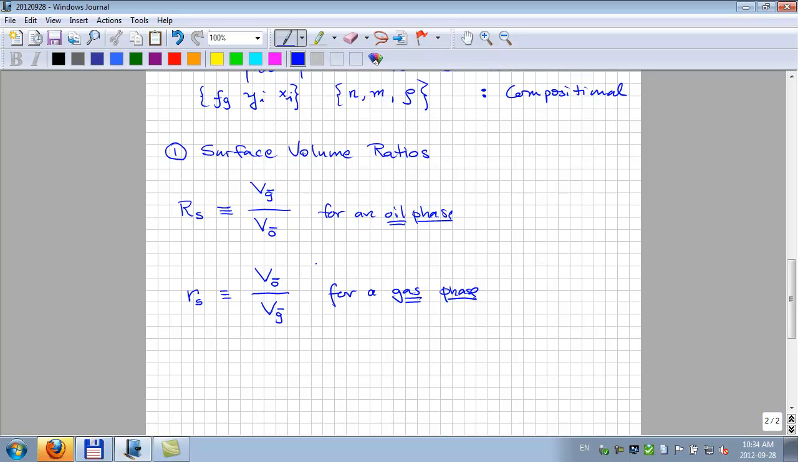Now, you can start getting confused, because you say, well, one definition is Vg over Vo, and if I just take the inverse of that, I get what you call little rs, but you're saying it's not the same. It's not the same thing. You're saying that Rs is not equal to 1 over little rs. And it is because of this.